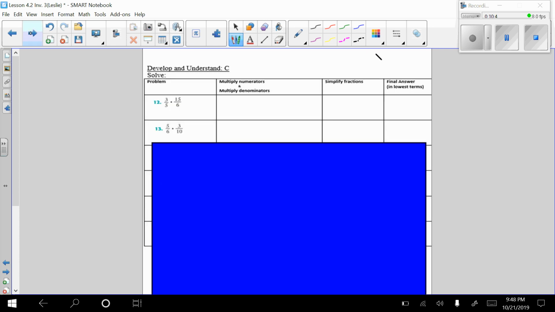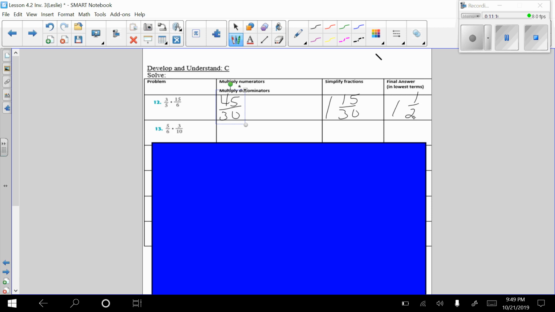All right, let's do a few more practices here. Here we go. Multiplying fractions. Numerator times numerator, denominator times denominator. 3 times 15 is 45. 5 times 6 is 30. And then simplify. How many groups of 30 can I take out of 45? I can take one group. I have 15 left over. Then can I simplify that fraction? I can, to give me 1 1/2.